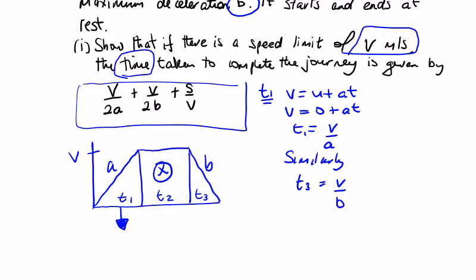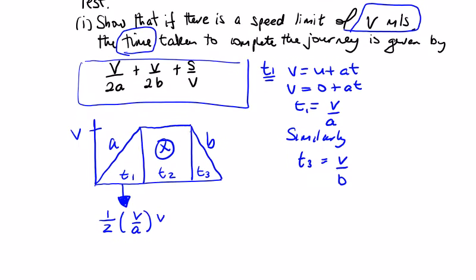So half the base, which is v over a, by the height, which is v. It's going to give me v squared over 2a. In here, you can see the answer probably already, but a half v over b by v is going to be equal to v squared over 2b. So we can say that the remainder, the distance traveled in, well, let's call it section 1.